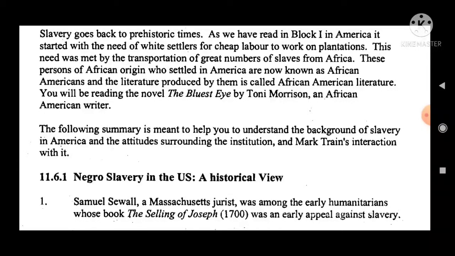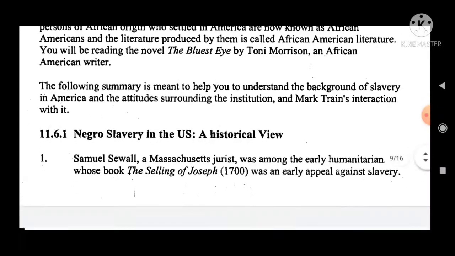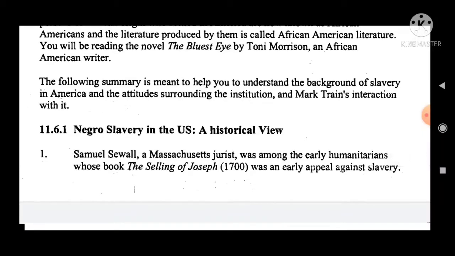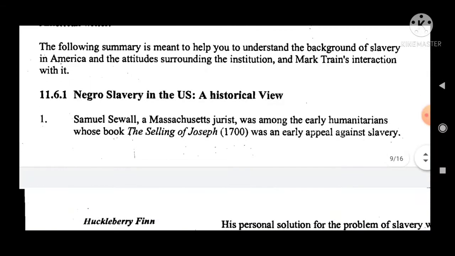These persons of African origin who settled in America are now known as African Americans, and the literature produced by them is called African American literature. You will be reading the novel The Bluest Eye by Toni Morrison, an African American writer. The following summary is meant to help you to understand the background of slavery in America and the attitudes surrounding the institution and Mark Twain's interaction with it.